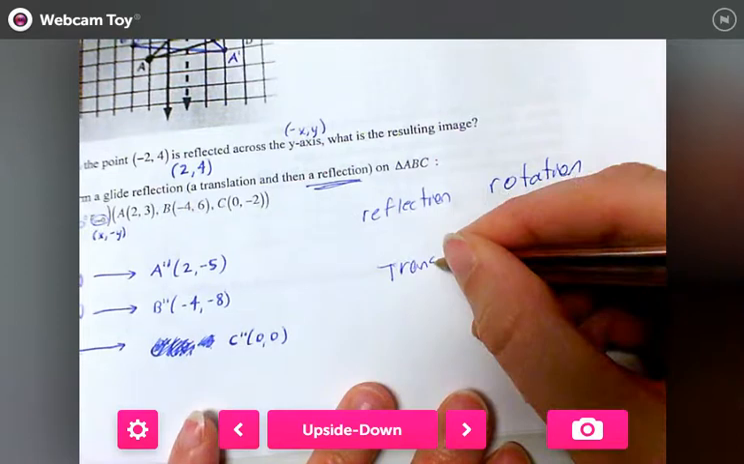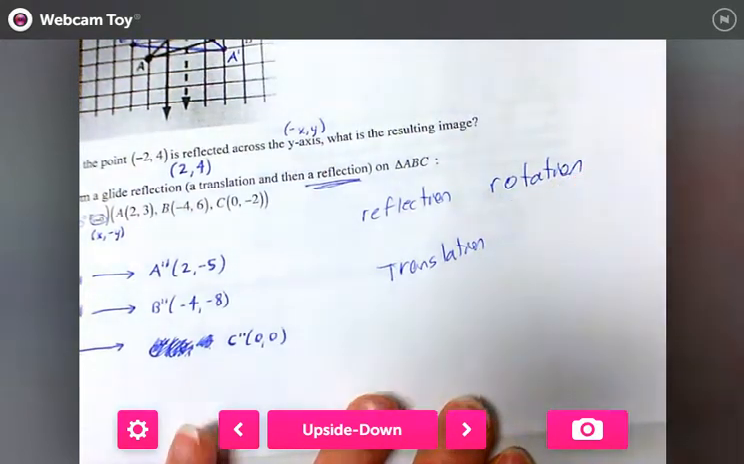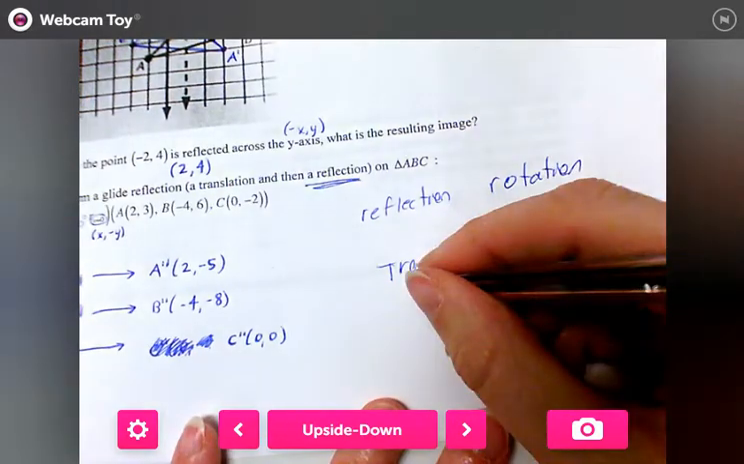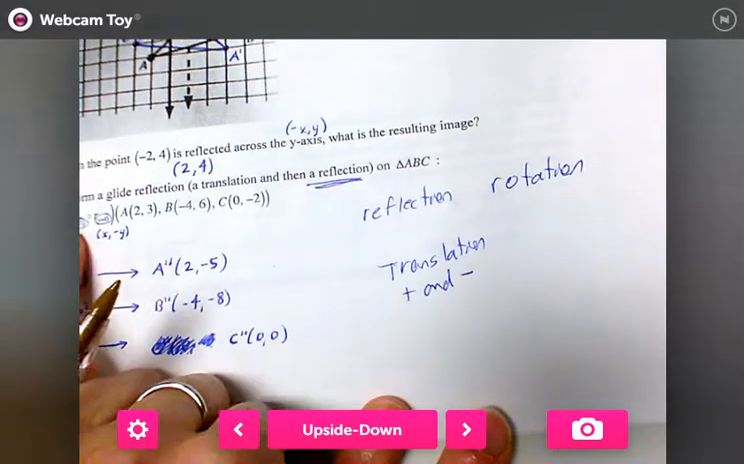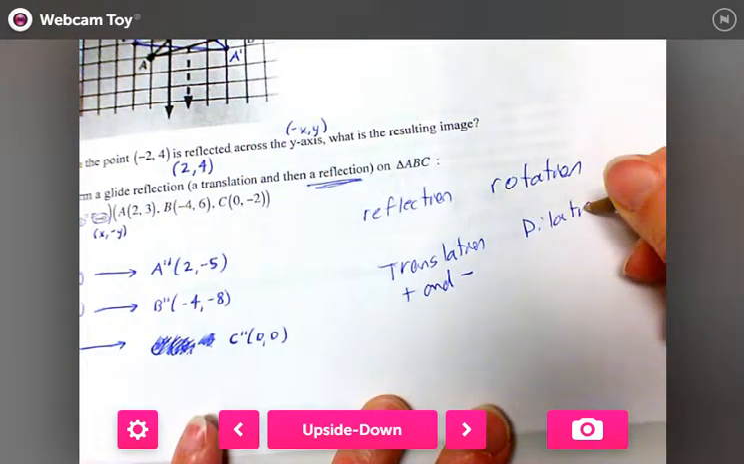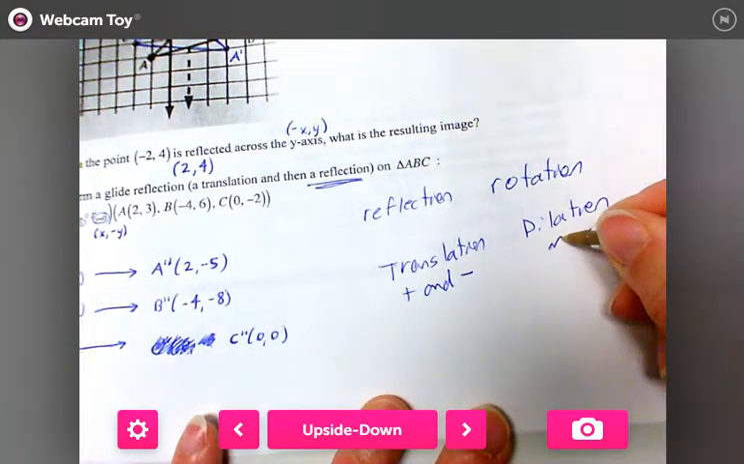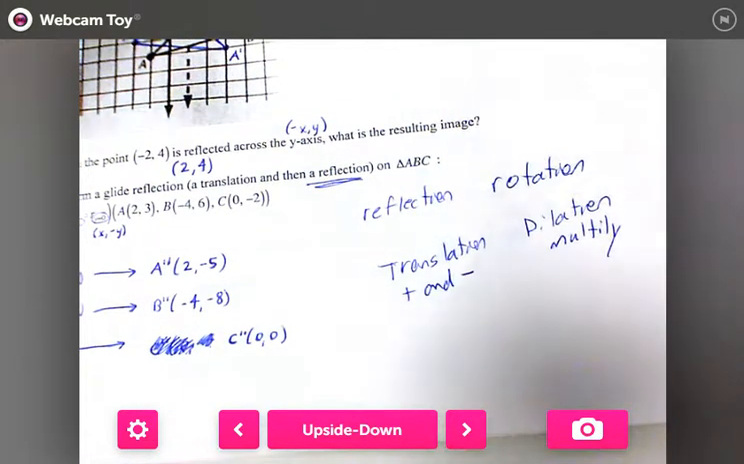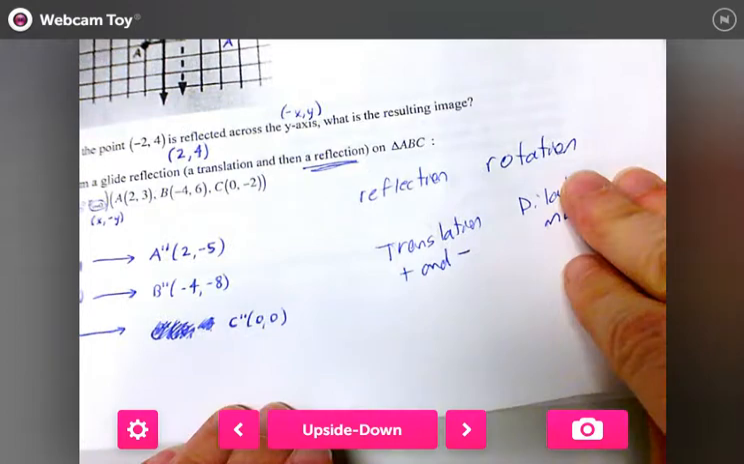Translations, can somebody answer that question? Translations, am I adding, subtracting, multiplying, dividing? What am I doing? You're adding and subtracting. Okay, since it's negative, that's why I subtract. What about for dilations? You times. Dilation is all about multiplication. Okay? Or however we spell it.